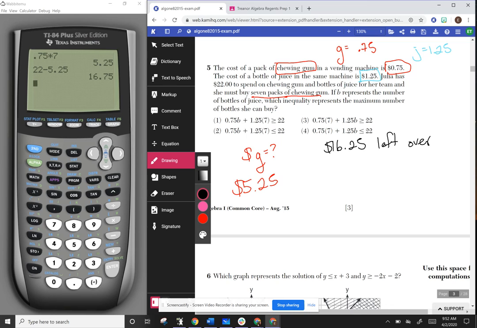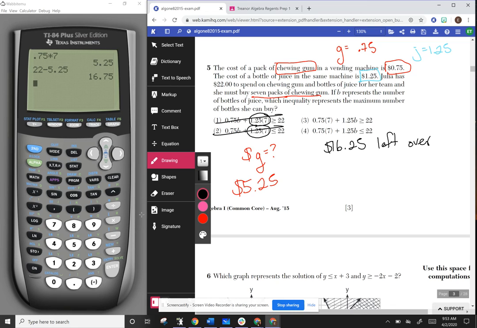Okay, based on that, how many bottles of juice can she buy? Well, looking at our answer choices, it looks like we don't even need to answer that. But what did we just do? We just multiplied gum times the 75 cents. So 7 times the 75 cents, which means we can get rid of any choice that doesn't multiply 7 times 75. So in this case, 1 doesn't and 2 doesn't. So they cannot be the answer.